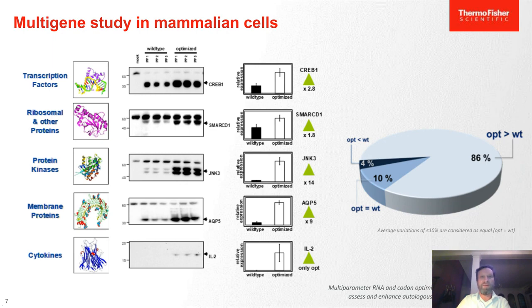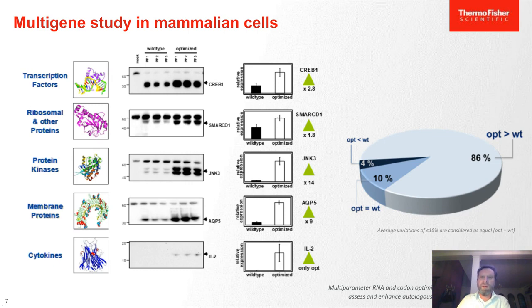So for example, the first one, the transcription factor CREB1, you see in triplicates the wild type expression on the left-hand side versus the optimized expression, and the same is true for ribosomal or other proteins and kinases, membrane proteins, and cytokines. So on the bottom you see the cytokine is barely visible only in the optimized version, while the wild type version gave no detectable expression at all.